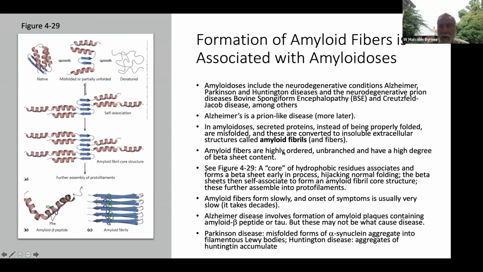And so you form this core of hydrophobic residues that associate and form a beta sheet early in the process. So it's a two-stranded beta sheet, a beta hairpin. These cores of hydrophobic residues can then come together and associate. They hijack the normal folding process. And the beta sheets that form then associate further to form an amyloid fibril core structure shown here, which then further associates to form protofilaments. So that's what's shown here in figure A, the formation of the amyloid fibril core structure and then protofilaments.